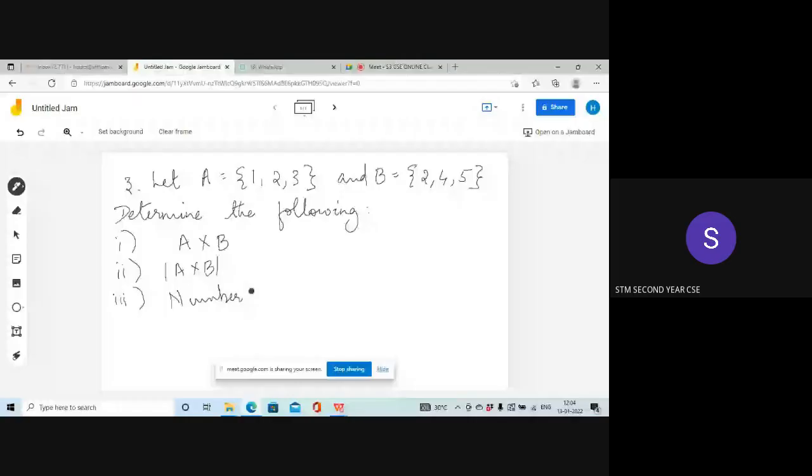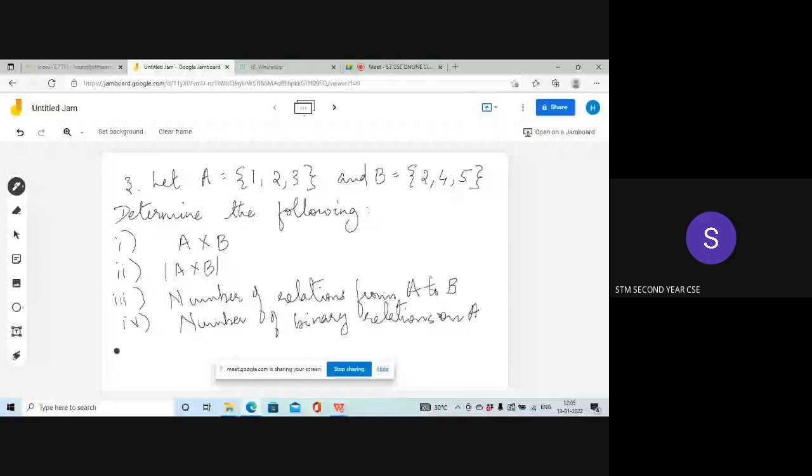Second, you have to find the cardinal number of A cross B. Third, find the number of relations from A to B. Then fourth one, number of binary relations on A. Number of binary relations means a relation defined on a set itself. Anyway, if there are two sets involved, we call it a binary relation.